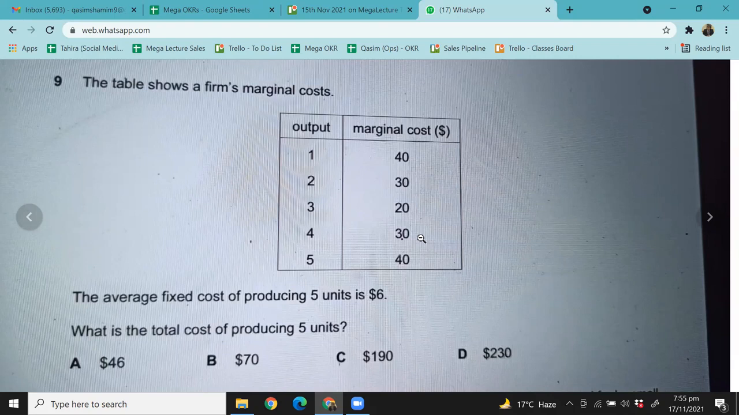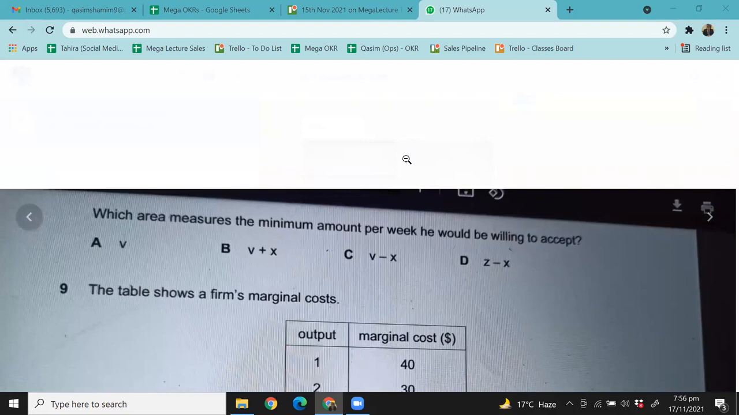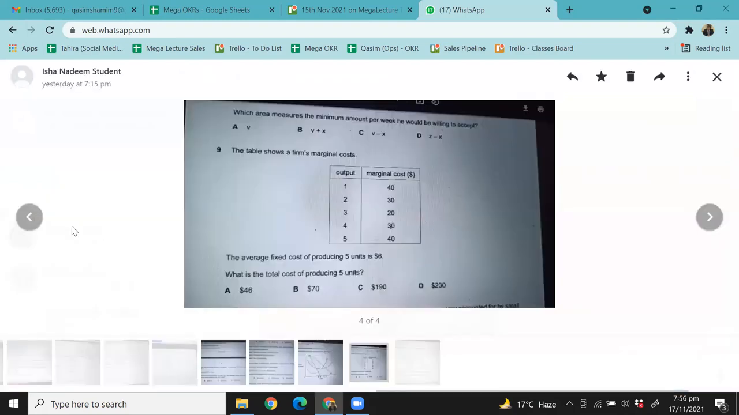And then what is the fixed cost? Can you calculate the fixed cost from the information provided? How much is the fixed cost? So if average fixed cost of producing 5 units is $6, then the total fixed cost of producing 5 units will be how much? 6 5s are 30. So 30 is your fixed cost plus the variable cost, which was 160. So 160 plus 30 is 190. So the answer should be C. Is the answer C?